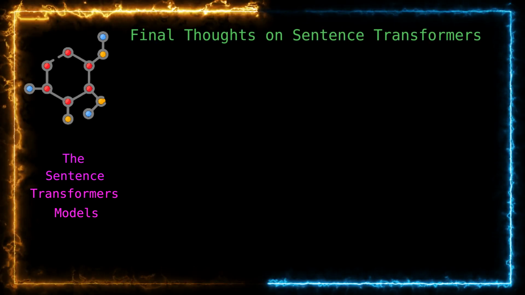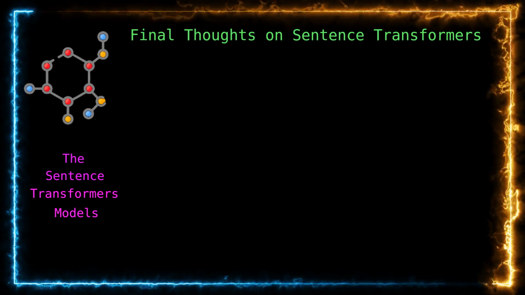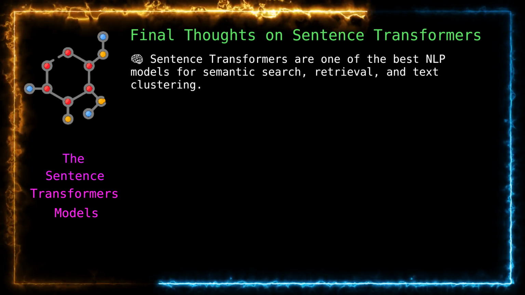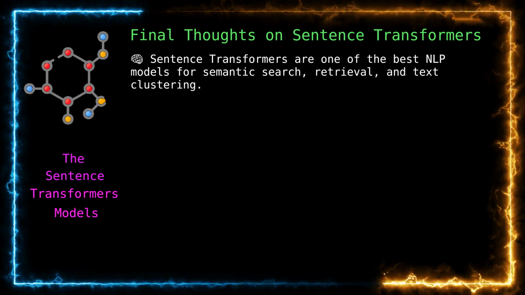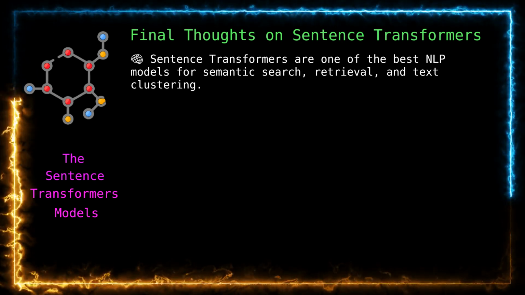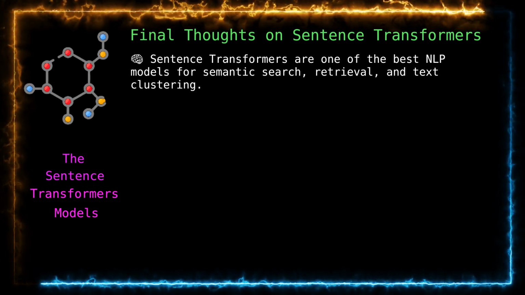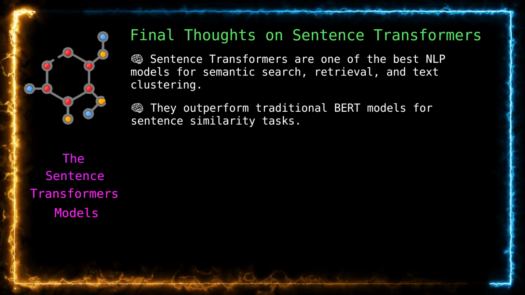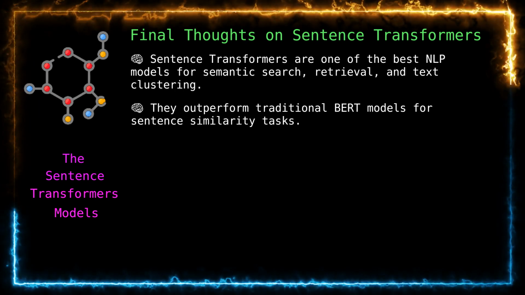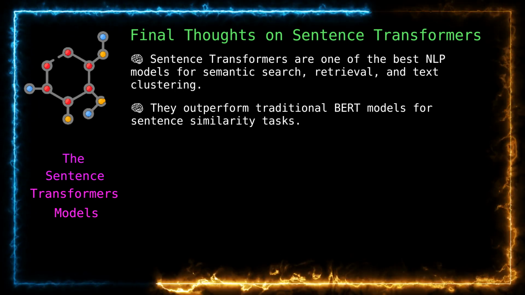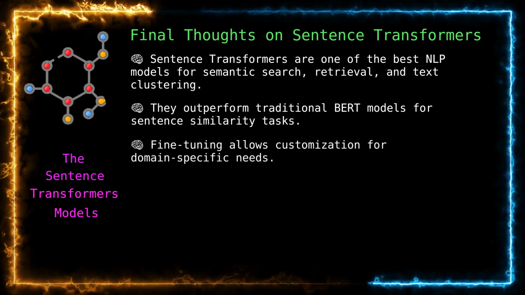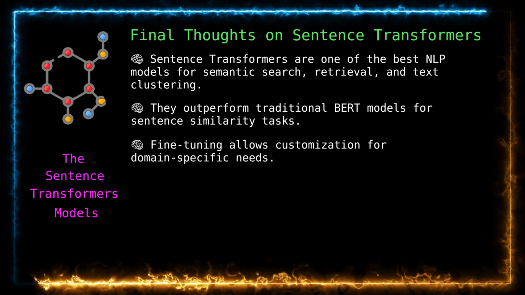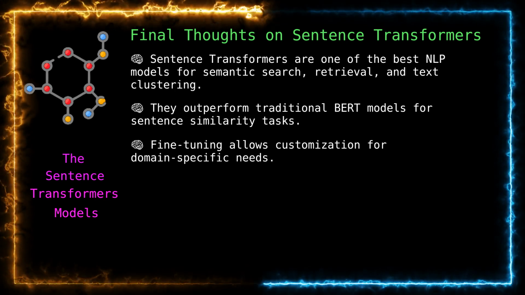Now, let's wrap things up with some key takeaways about sentence transformers and their impact on NLP applications. One of the best NLP models for tasks like semantic search, retrieval, and text clustering, helping machines understand sentence meaning with high accuracy. They outperform traditional BERT models when it comes to sentence similarity tasks, making them a better choice for embeddings.